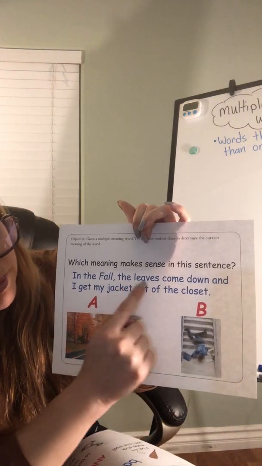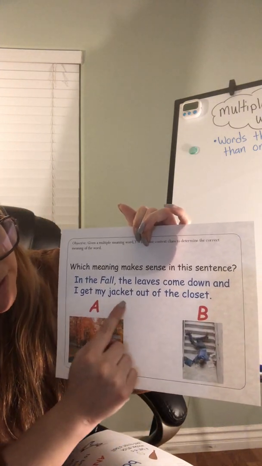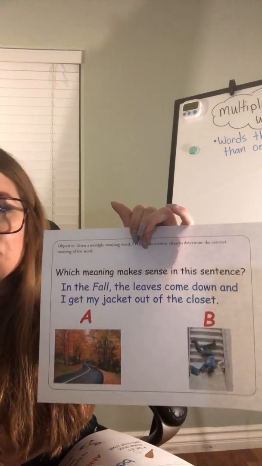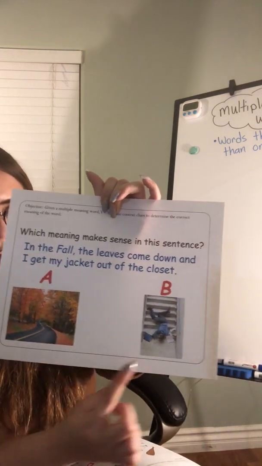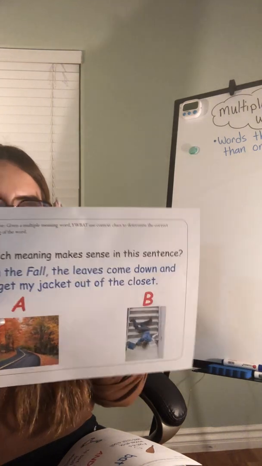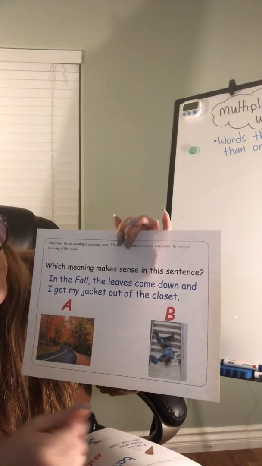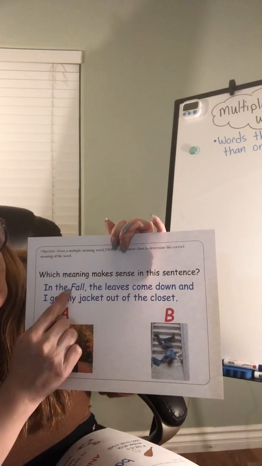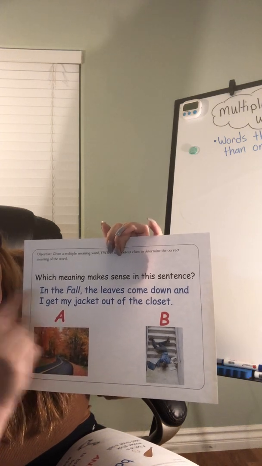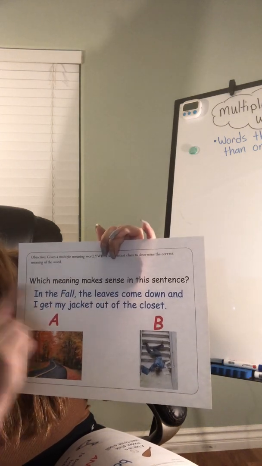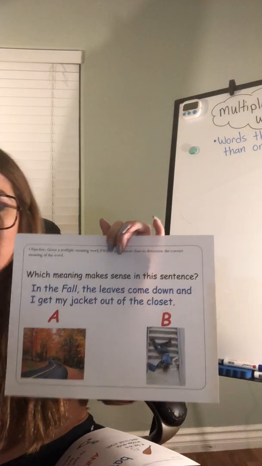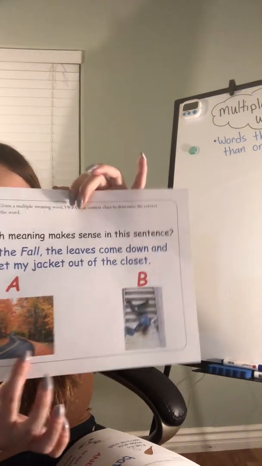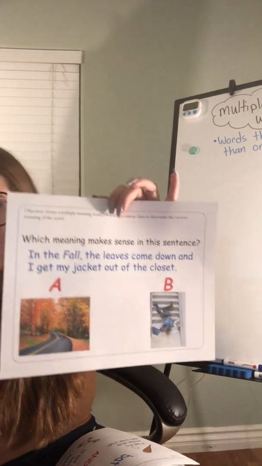In the fall, the leaves come down and I get my jacket out of the closet. Is it A or B? Now I see some clues in my sentence. One, it's capitalized. It has leaves. Leaves come down. That gives me a clue as to which fall it is. So which one do you think it is?